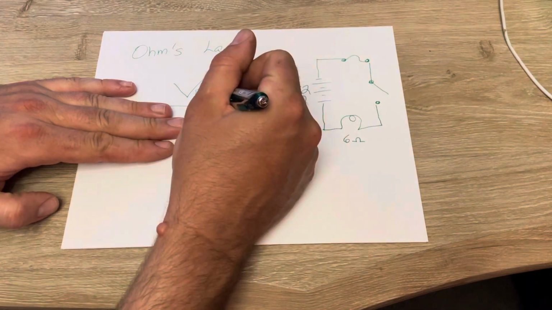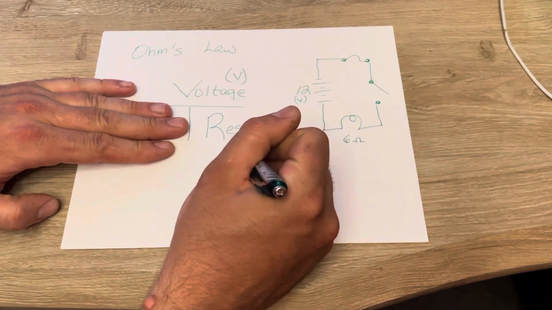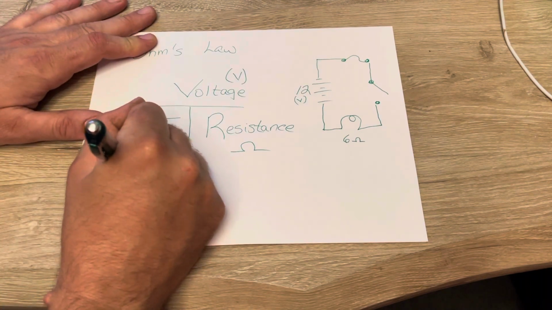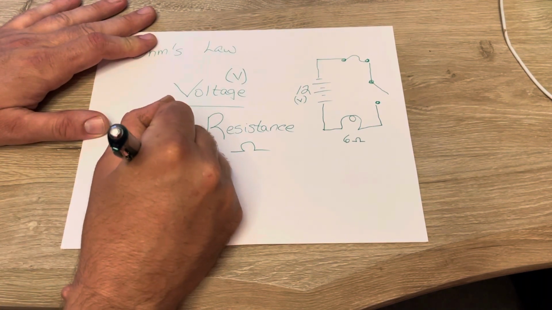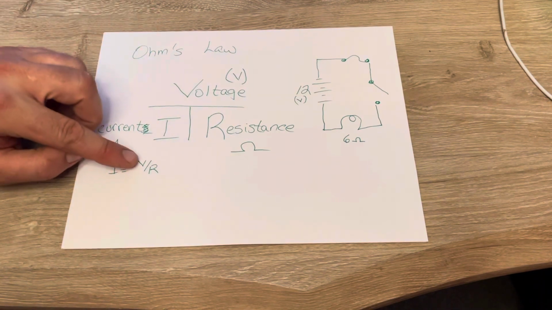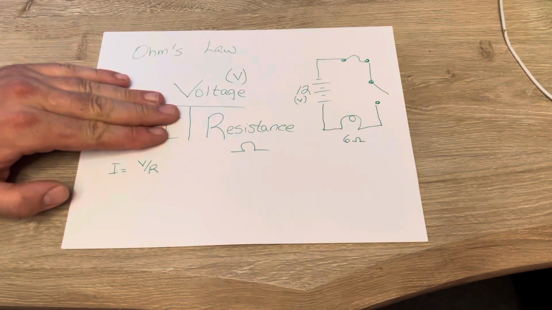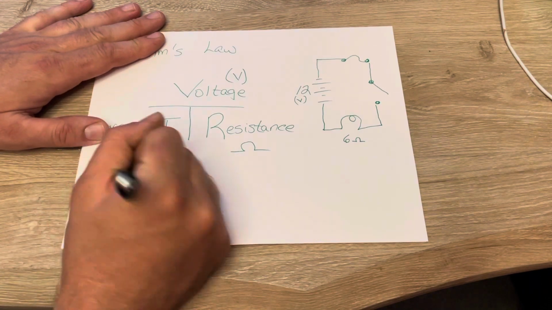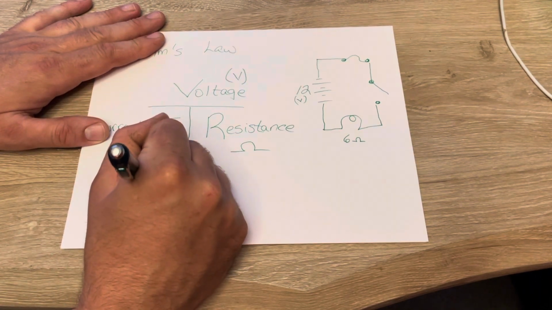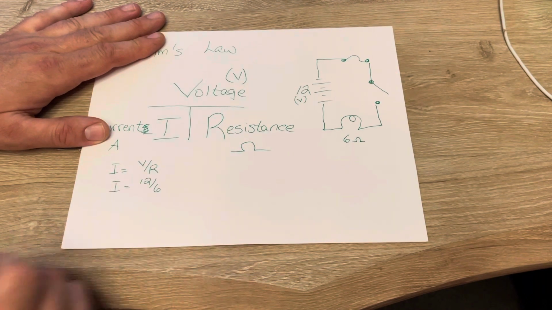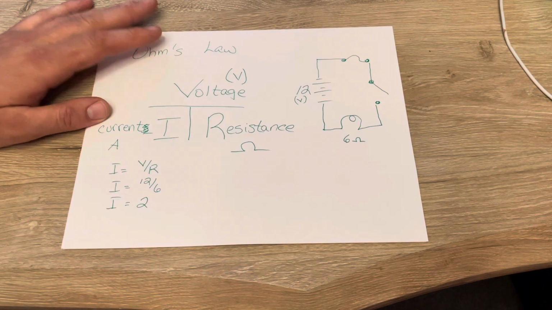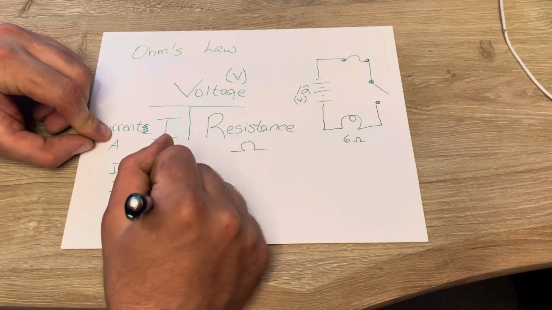So we have 12 volts, we have 6 ohms. So that means that I would be equal to V over R, volts over resistance, okay? I is equal to 12 divided by 6. So then I is equal to 2 amps.